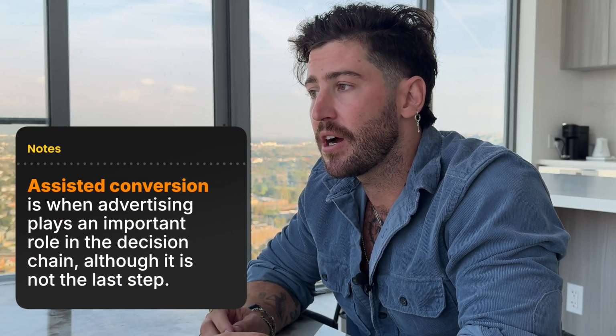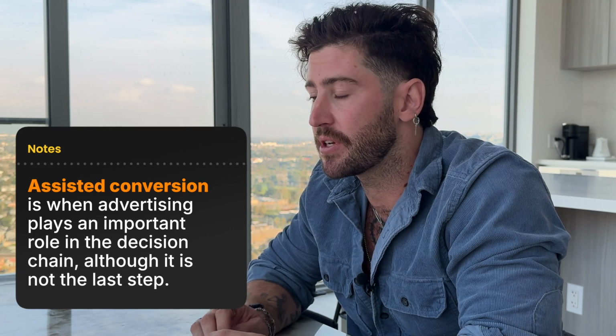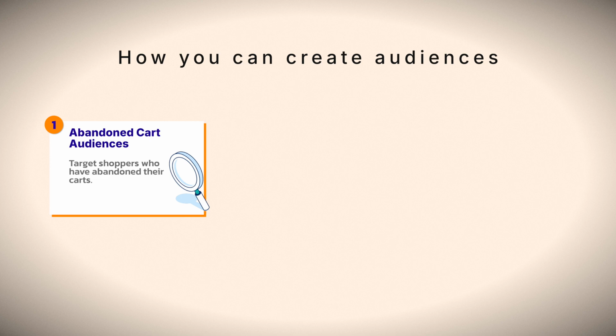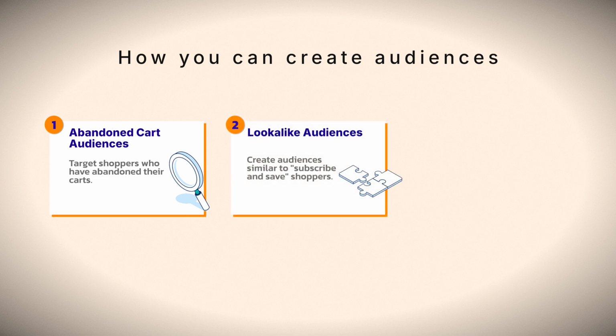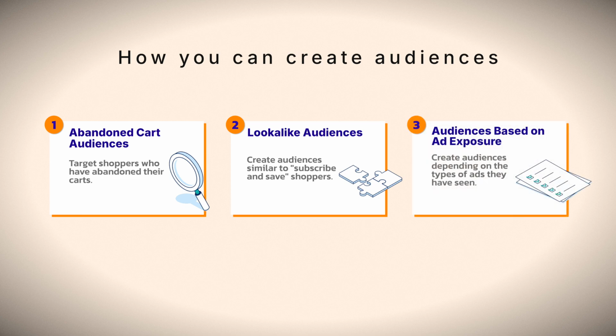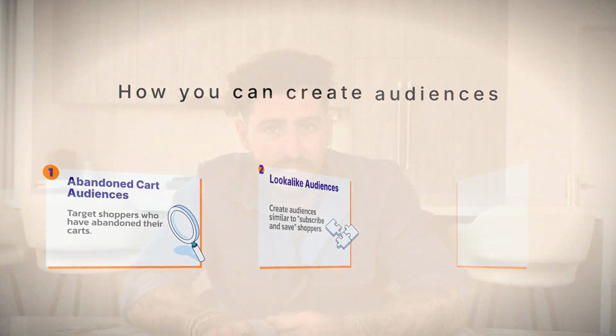You can also create custom audiences via AMC that you can integrate into DSP that aren't otherwise available. As an example, abandoned cart, or look-alike audiences for your subscribe and save shoppers. You can create audiences based on ad exposure. So somebody that's seen a sponsored product and a sponsored brand ad, but they haven't seen a DSP ad yet. You can create audiences based on those, and it'll tell you the conversion rates based on ad exposure so you ultimately know which audiences to create.